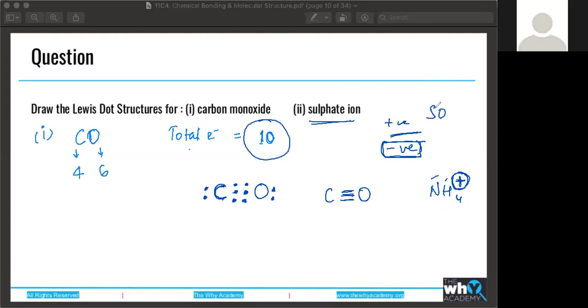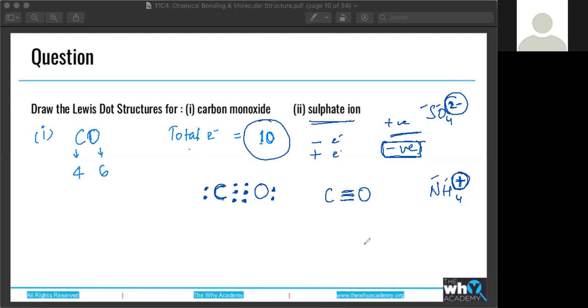SO4 2 minus. So when we're talking about sulfate ion, don't forget this also. When you're calculating the total number of electrons, you have valence electrons of sulfur and the 4 oxygen, and then add these 2 extra electrons because it's got 2 units of negative charge. It has 2 extra electrons here. So if it's a cation, subtract electrons; if it's an anion, you add electrons.